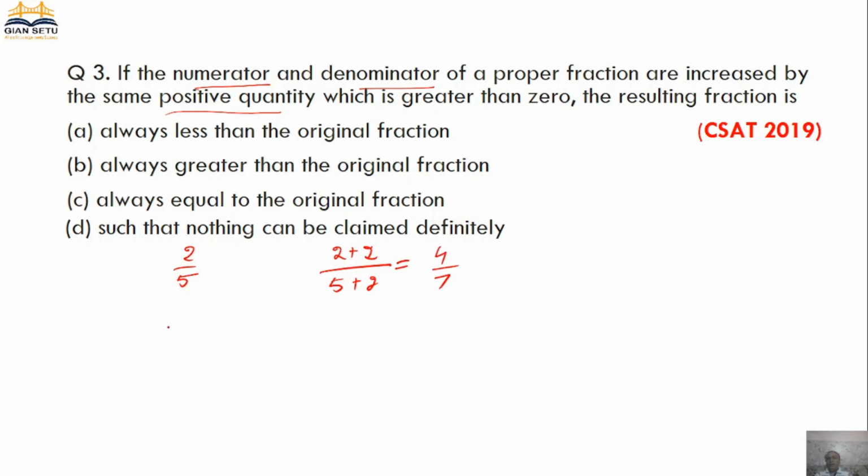Okay. Now let's compare the old fraction with the new fraction. It is 2 by 5. This is 4 by 7. It is 14. It is 20. So obviously the new fraction is always greater than the original fraction. So the right answer is B here.